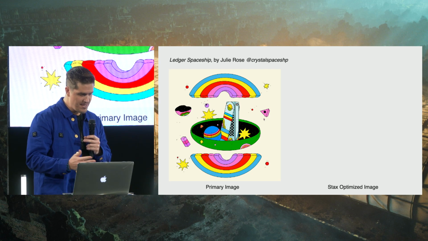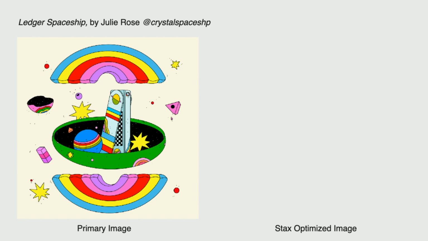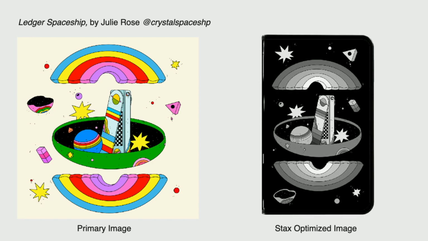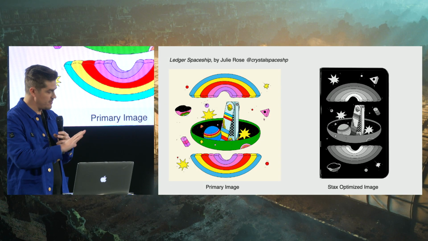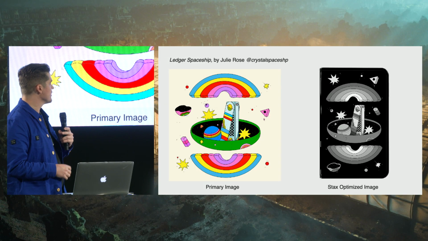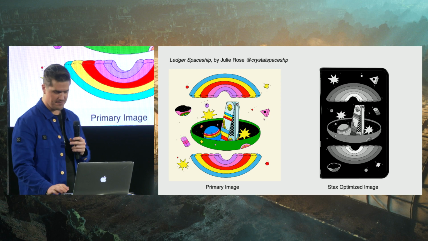So Julie Rose made this artwork specially for us at Ledger. And as you can see, she's adjusted the composition of the Stax image, making it narrower and moving around a few elements so that they fit on the Stax screen. And the background being black, this one's really great. I love it.